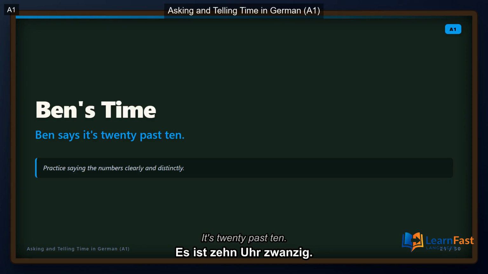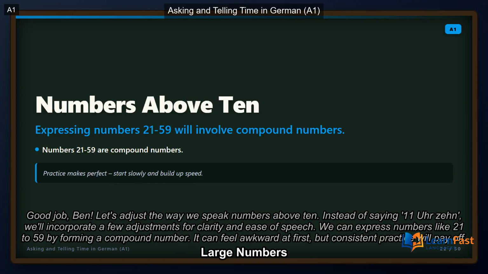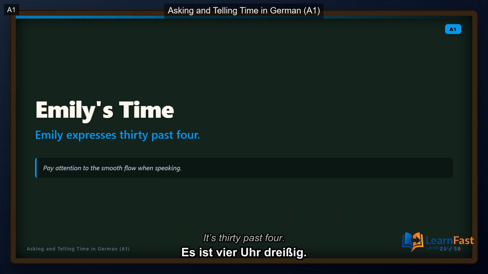Es ist 10:20 Uhr. Good job, Ben. Let's adjust the way we speak numbers above 10. Instead of saying 11 Uhr sein, we'll incorporate a few adjustments for clarity and ease of speech. We can express numbers like 21 to 59 by forming a compound number. It can feel awkward at first, but consistent practice will pay off.